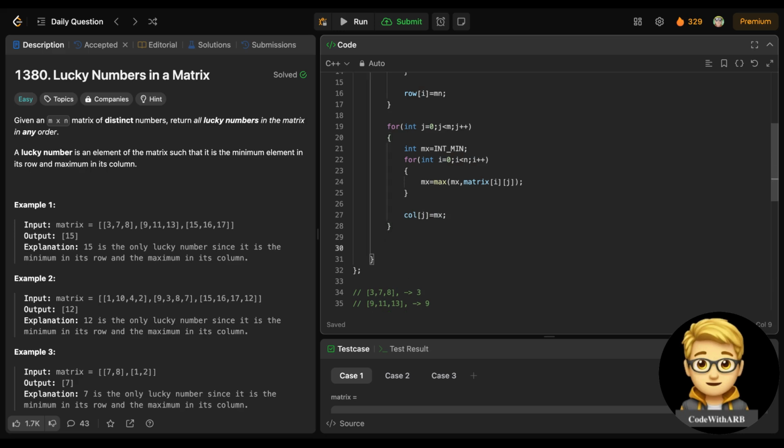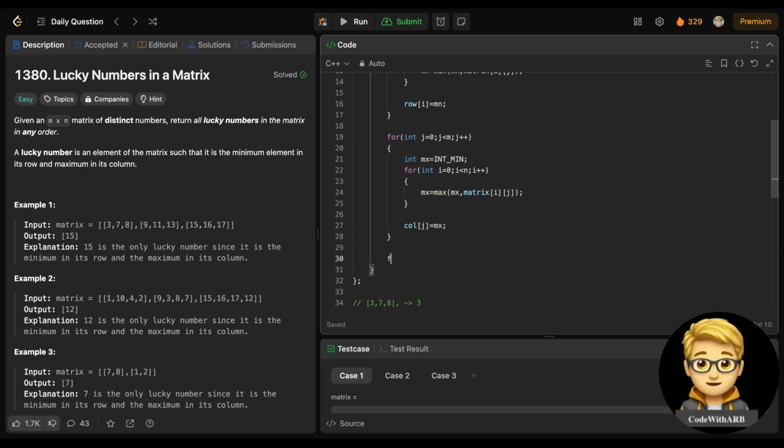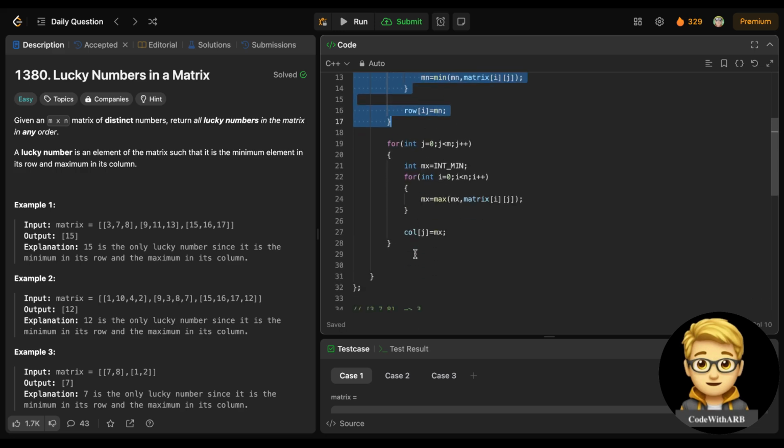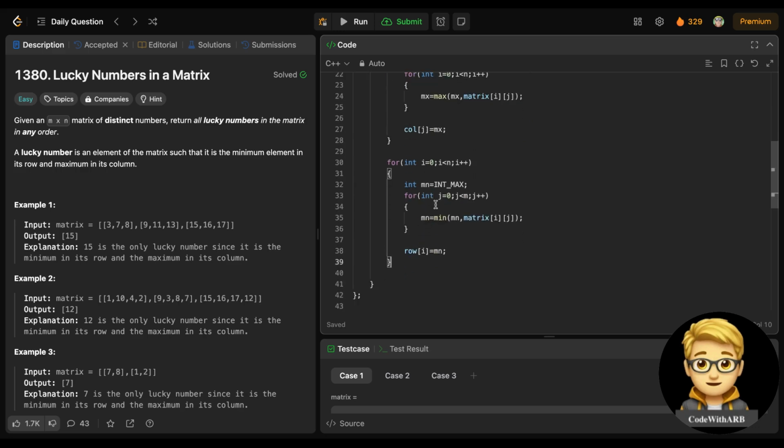And what we need to see now, we will again iterate. It's the same thing, right? We will again iterate just to check whether the particular element is the same as the row i and column j or not. So we will check that matrix[i][j] should be equal to the row i, and the row i should be equal to the column j, right? And if it is equal, then it means we got our answer.